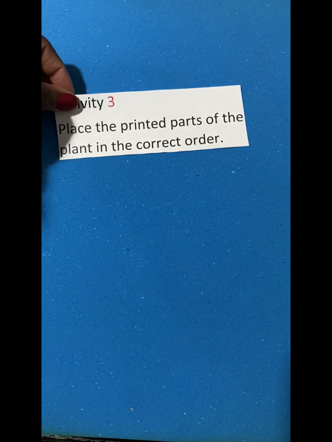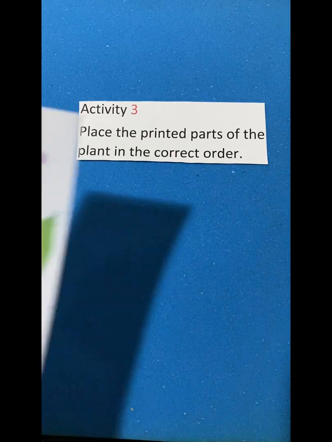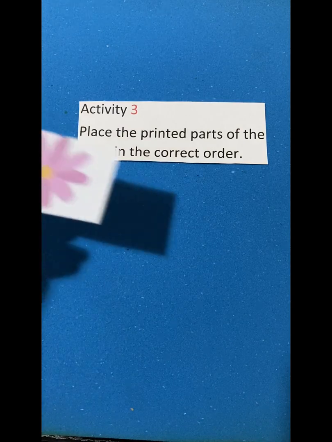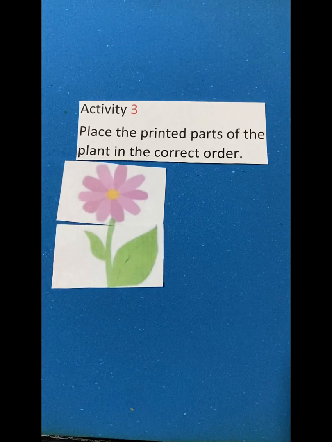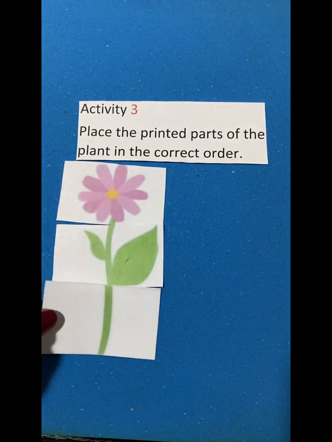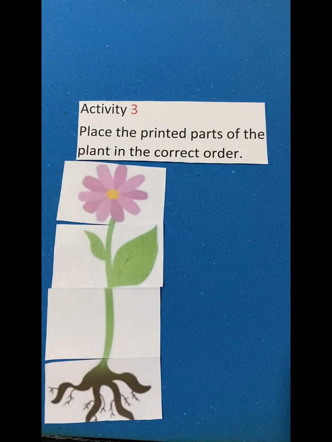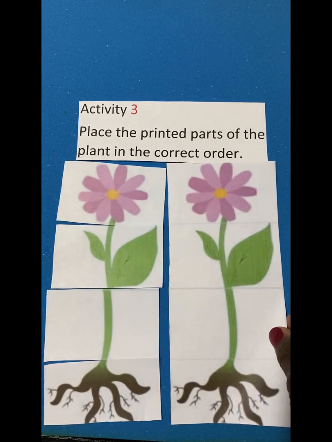In activity number 3, they could place the printed parts of the plant in the correct order. So they've been provided with the model. Now they would receive the pieces and have to place them in the correct order themselves. Here's the flower. Here's the leaf. Here's the stem. And here are the roots. And then they would check against the model to make sure they have it in the correct order.